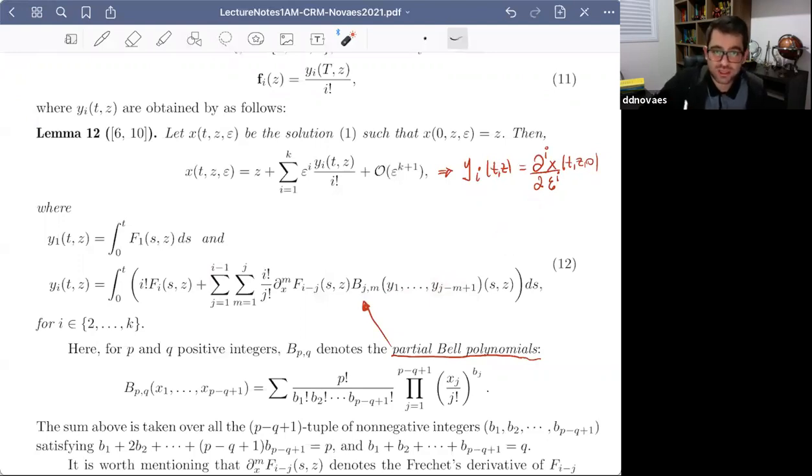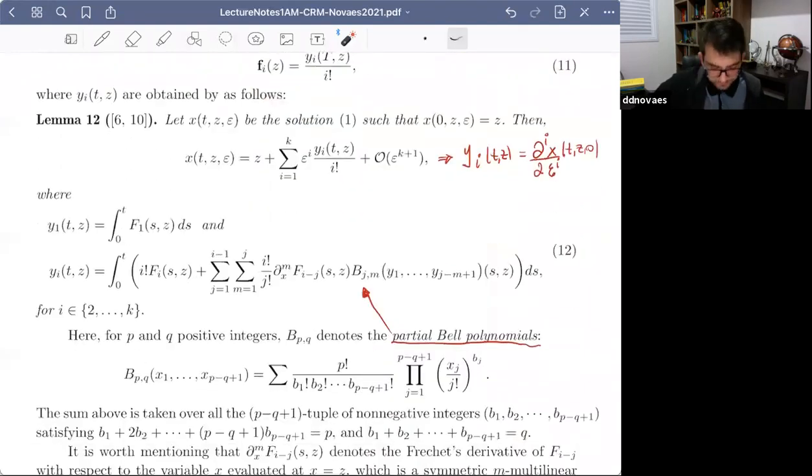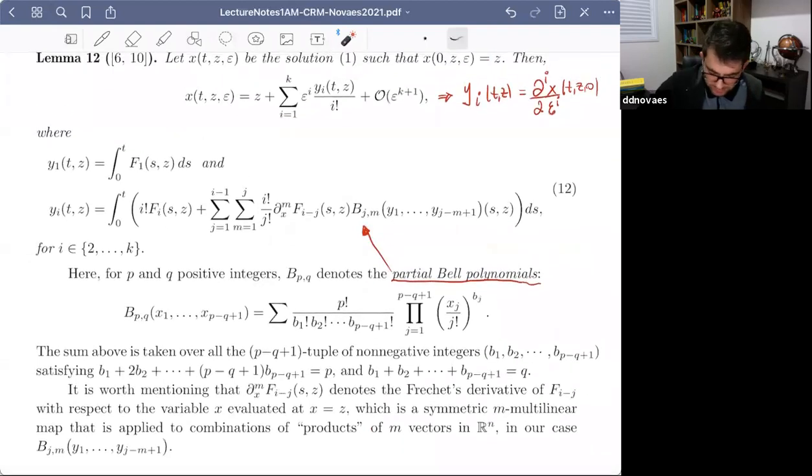At the end of these notes, I have included the mathematical algorithm for implementing this and obtaining, at least formally, the formula for the average functions of any order. Okay, so these are the Bell partial polynomials. I'm not going to explain the Bell polynomials here, but it's a simple expression. And here we have another note about the higher order derivatives of this function, which has to be seen as a multilinear map applied to a product of vectors.